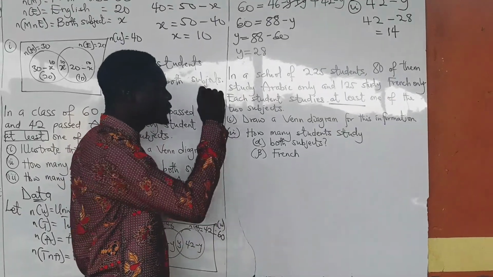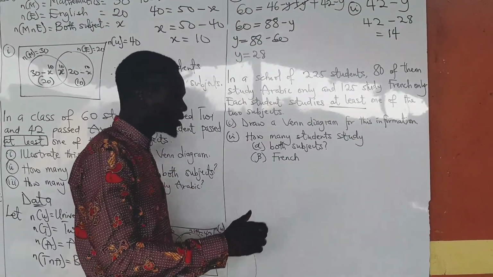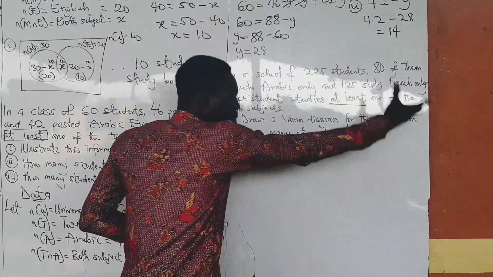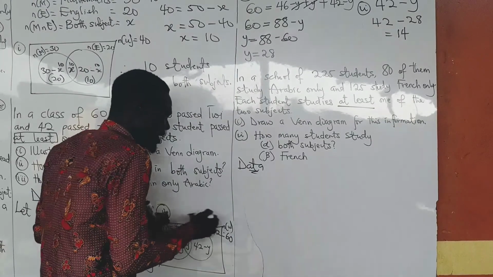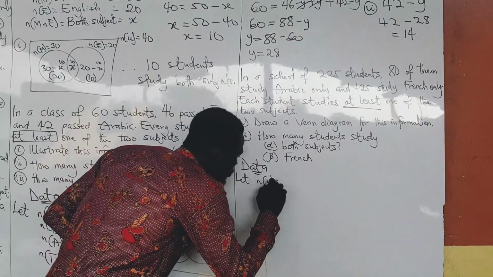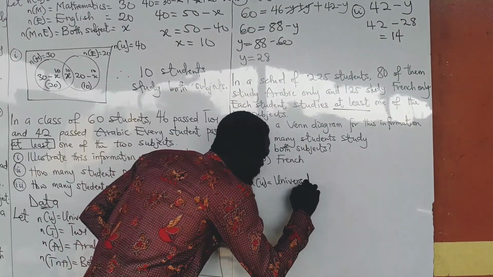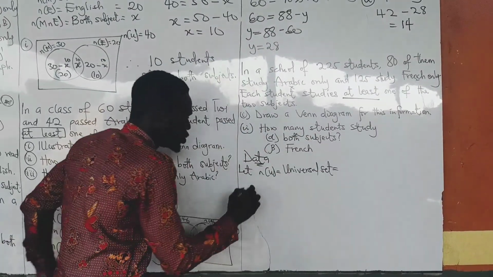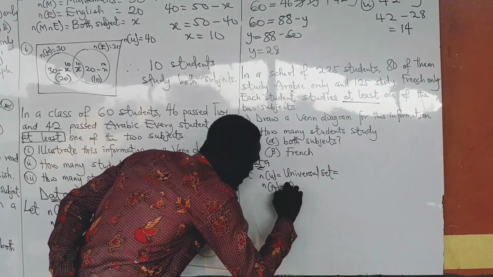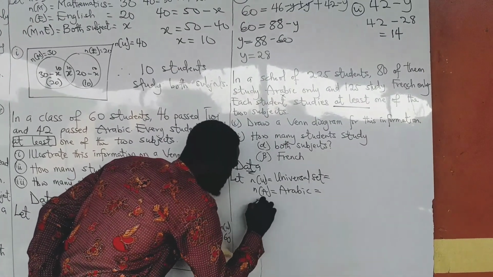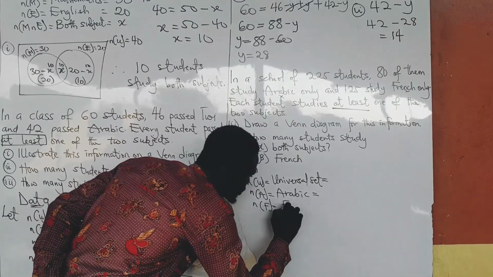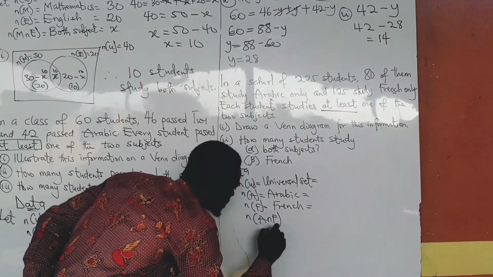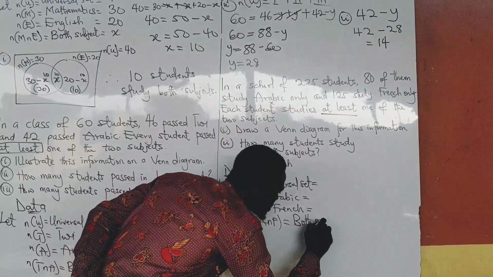Now what am I to do? I'm to draw a Venn diagram for the information. So I need data which will define what has been written here to be able to draw my Venn diagram. So I'm going to say, let the number U be the universal set. What have they mentioned? They mentioned Arabic and French. So the number A is Arabic and the number F is French. Then automatically I have to get my A intersection F, which is both subjects.